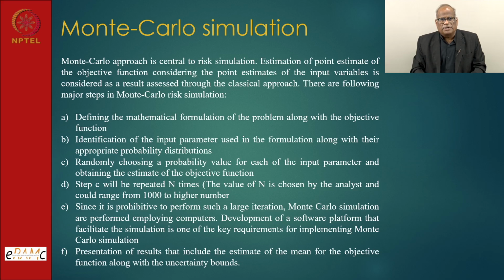It is a computerized evaluation wherein first of all we have to define a mathematical formulation. My mathematical model is my cut set equation: Unavailability equals C1 into C2 plus C3 plus C common cause. That unavailability equation gives us the mathematical formulation. Then we identify the input parameters used in the formulation along with their appropriate probability distributions: the name of the distribution, the median value, and what distribution it follows.